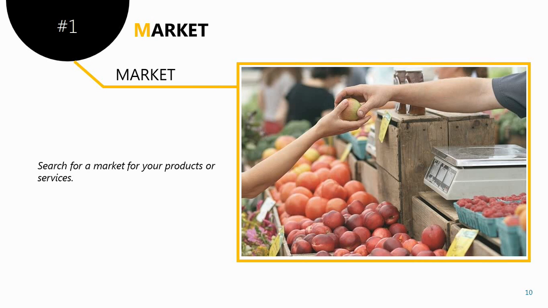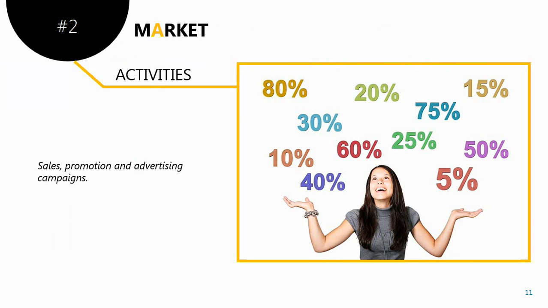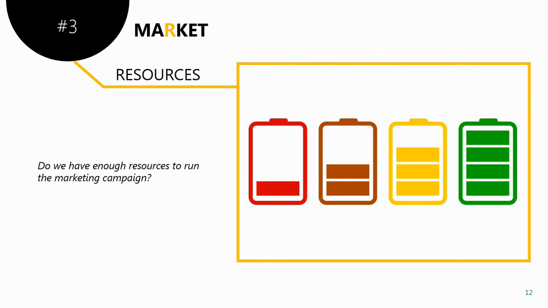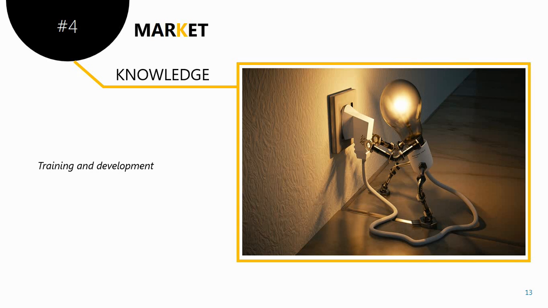M refers to market. You must have a market for your product or service, else the business cannot last for long. A refers to activities. All businesses run their sales, promotions, and advertising campaigns. R refers to resources. Do we have enough funds to run our marketing campaign? K refers to knowledge. Therefore, training and development are important.